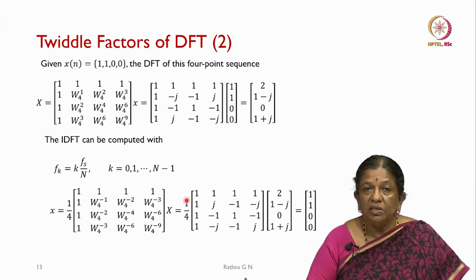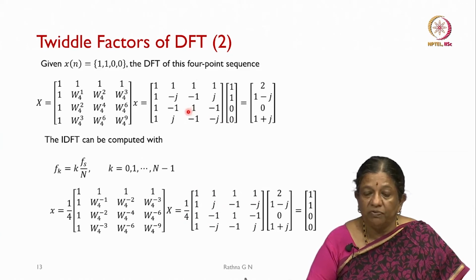When we do that, so 1 by 4, this is our DFT coefficients in the IDFT basically. So, you will be seeing that it is a complex conjugate of these DFT coefficients, which will result, after multiplication with our x of k, that is 2, 1 minus j, 0 and 1 plus j, in getting back our x of n, that is 1 1 0 0.